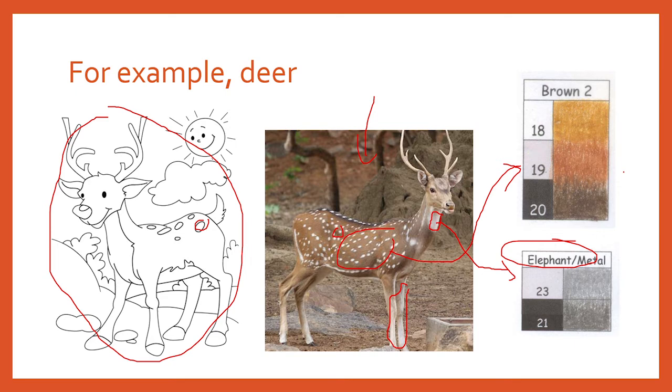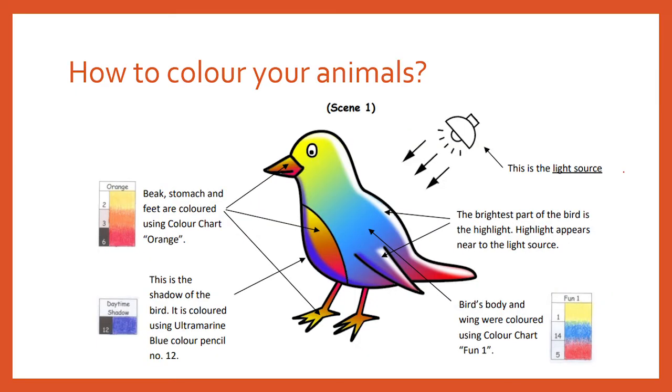Refer to the Google image. This is just an example. What about the highlights? Remember the objective: you're supposed to add highlights. So let's say I give the light source. This is where the light comes from, the light source.